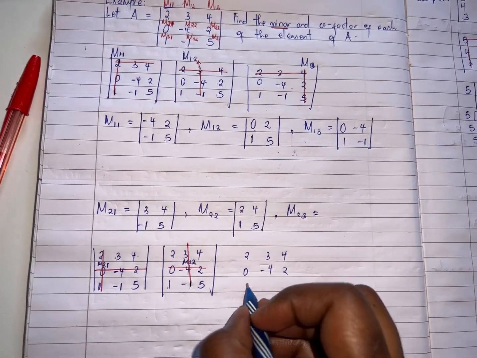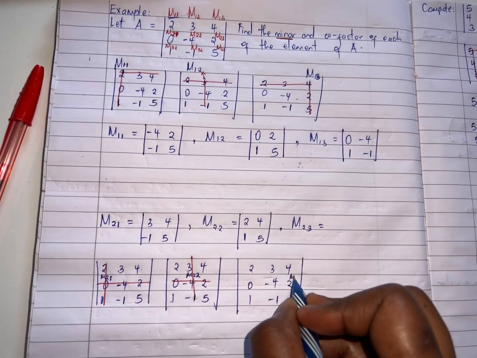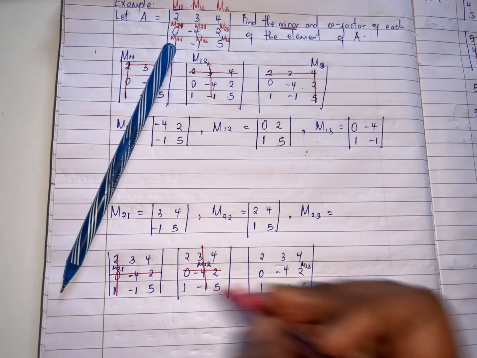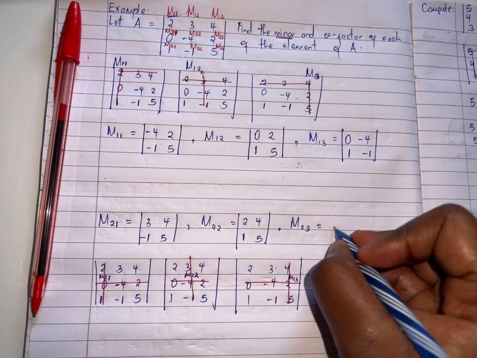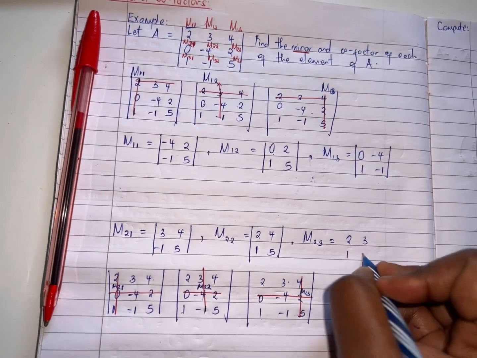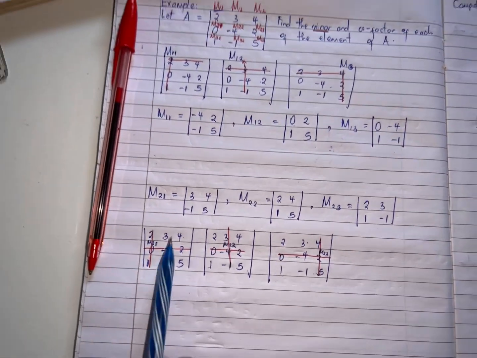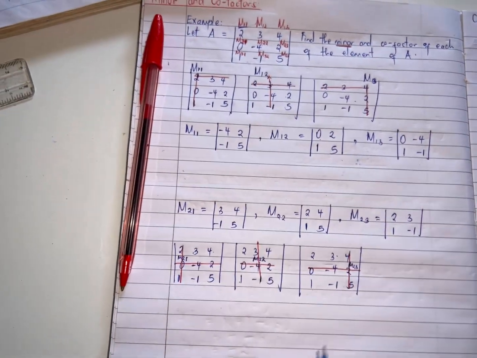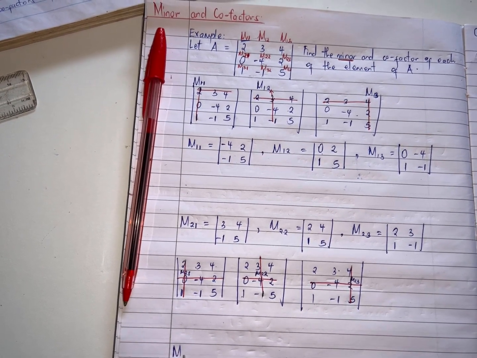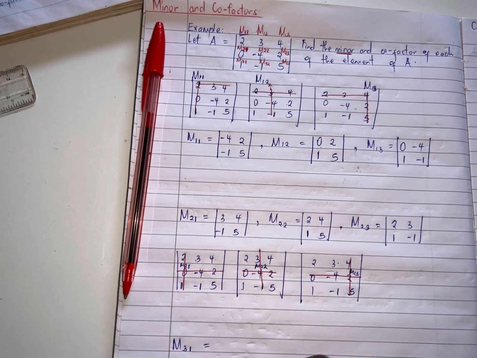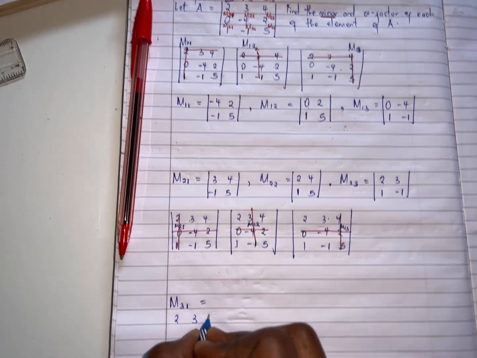So let me write again. We're going to cancel each row and column where M23 is. So we'll remain with 2, 3, 1 and negative 1. So move on to the third row. M31. So I will write again.